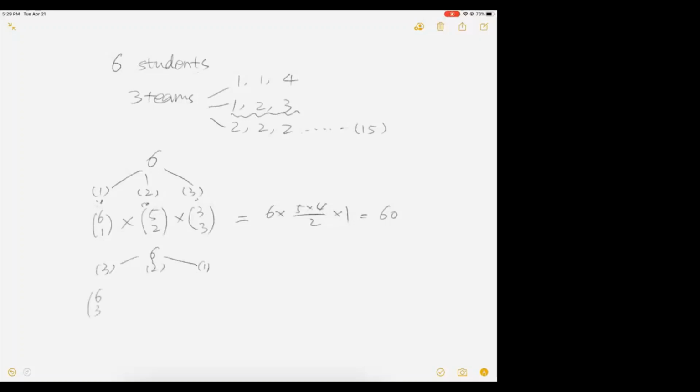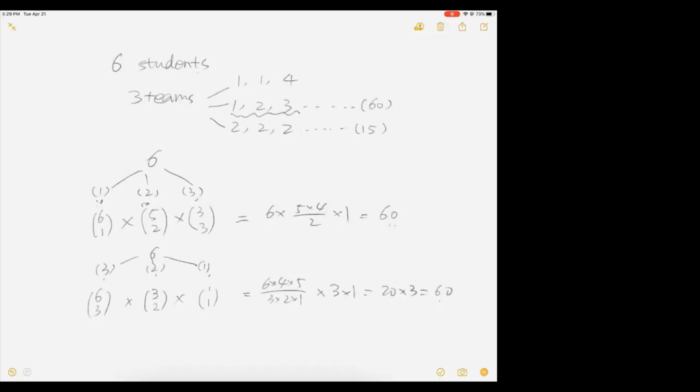First 6 choose 3. And then after you choose 3, there are 3 people left. 3 choose 2. And after that, you have one student left, 1 choose 1. Multiply them together, you get 6 times 5 times 4 divided by 3 times 2 times 1, times 3 choose 2 which is 3, times 1 choose 1 which is 1. So this is equal to 20 times 3 equals 60. No matter which one you pick first, you always get 60. So this 1, 2, 3 is 60.